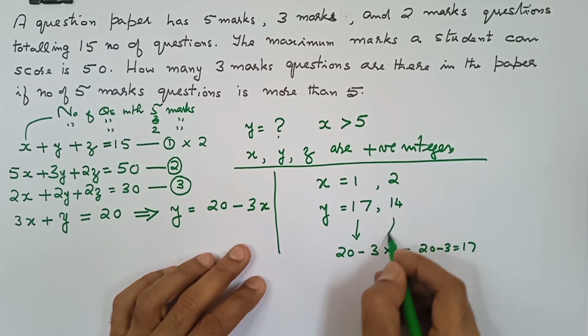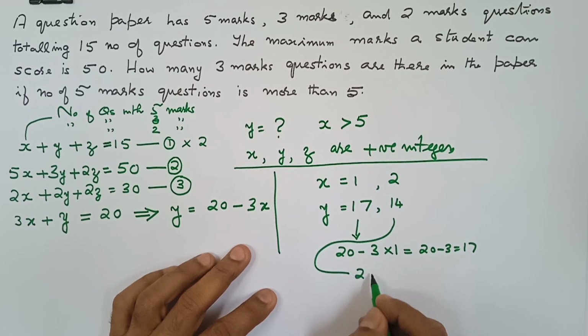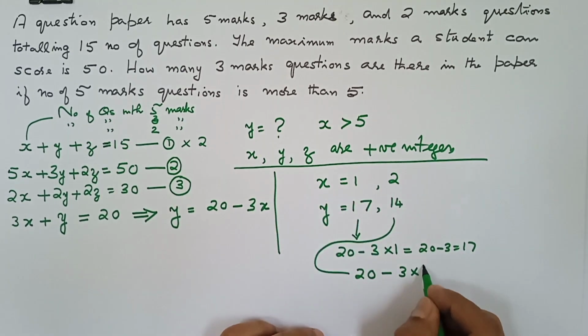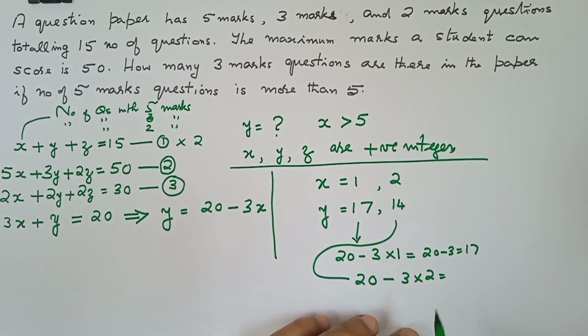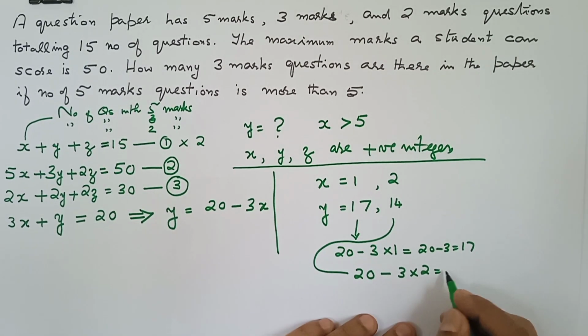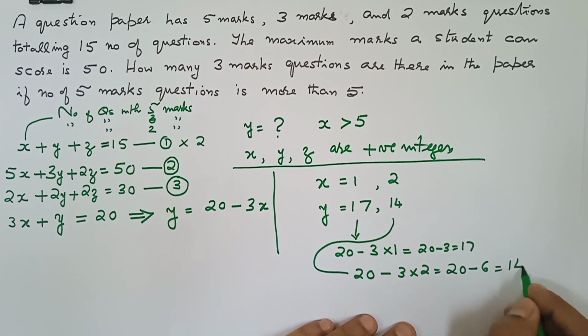Okay, this also I will show you how to do. 20 minus 3 into 2, the x value. See, when you have minus and into, which one is to be done first? Into, not minus. So 6, and 20 minus 6 equals 14.